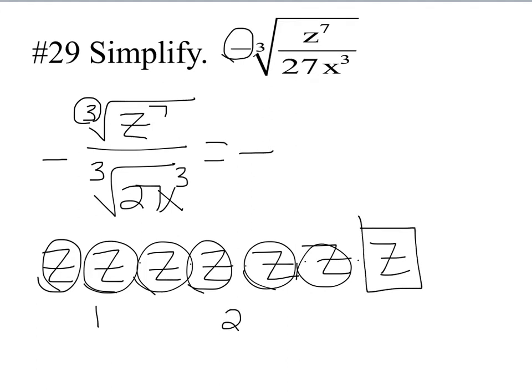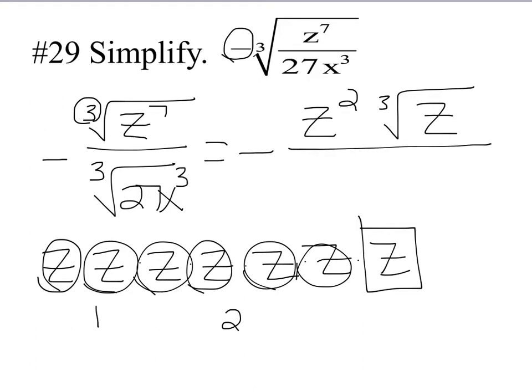And then I always box however many I have left so I know what to write. So I can bring 2 z's out front. So then that's z times z, which is z squared, times the cube root of whatever I have boxed, because that's what I have left, which is just 1z. So that becomes z squared times the cube root of z. And then in the denominator, I can break it up into the cube root of 27 times the cube root of x cubed.